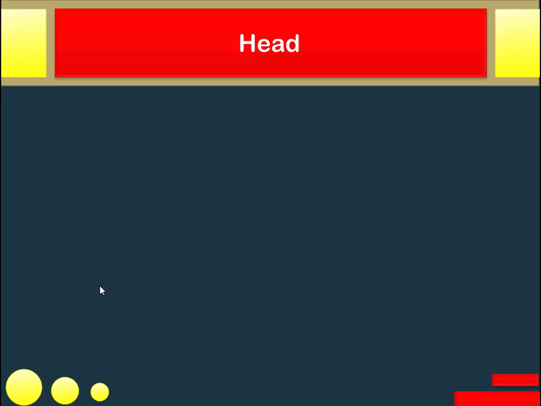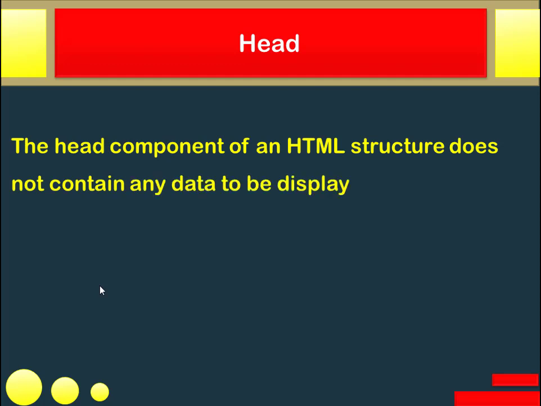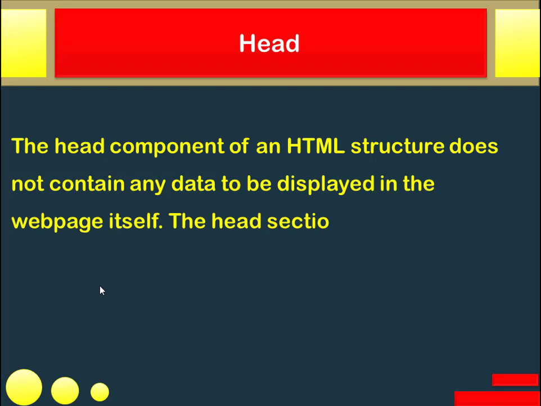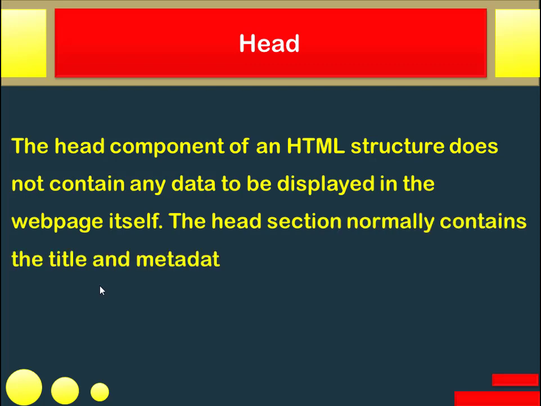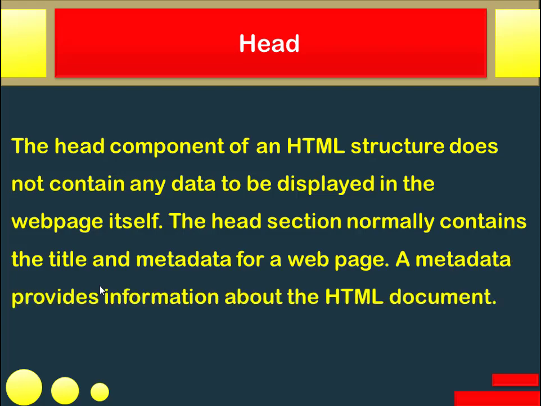Now we will learn something more about the head. The head component of an HTML structure doesn't contain any data to be displayed in the web page itself. The head section normally contains the title and metadata for the web page. Metadata provides information about the HTML document. So it contains title and metadata. What is metadata? Metadata is information related to the document, what the document is about, and the main information about the web page.